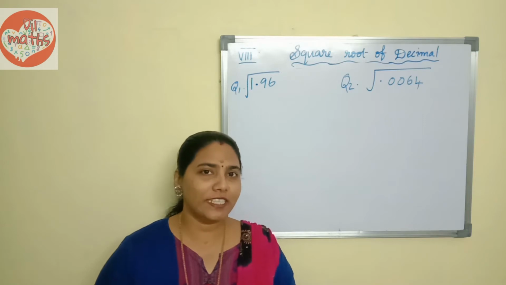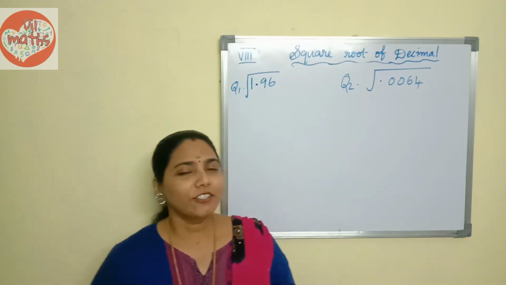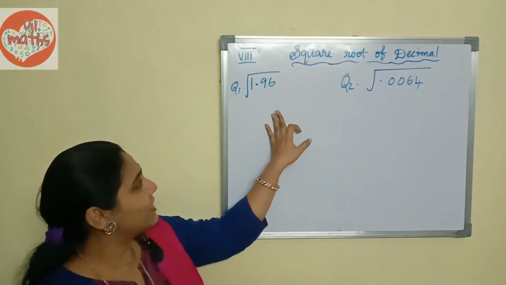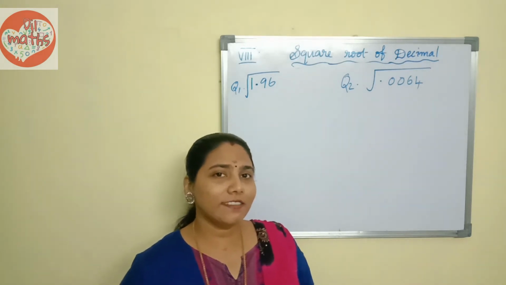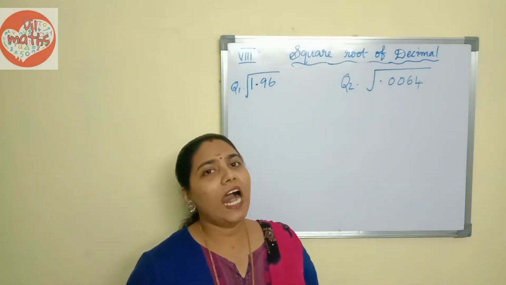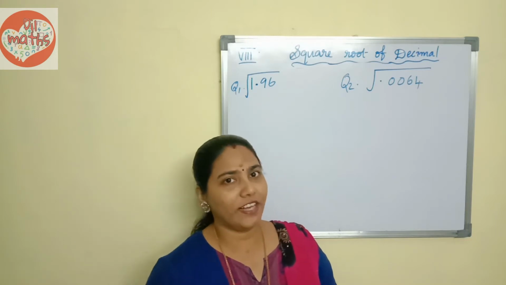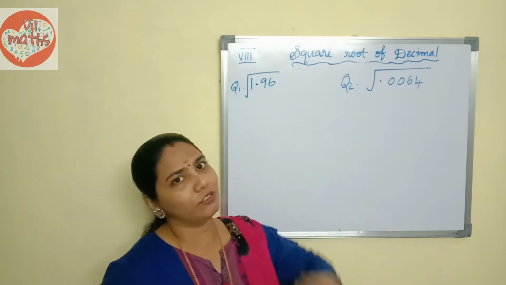Square root of decimal number through prime factorization. Okay, so go to the first question. What is the first question given here? Square root of 1.96. In the previous video, I explained how to find the square root of a fraction through prime factorization. Just like that, we are going to find this also.